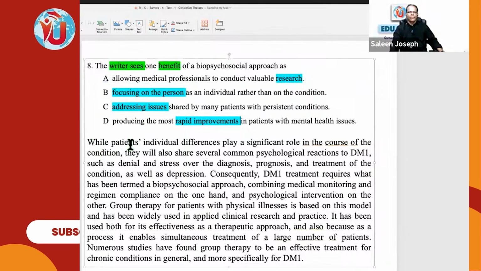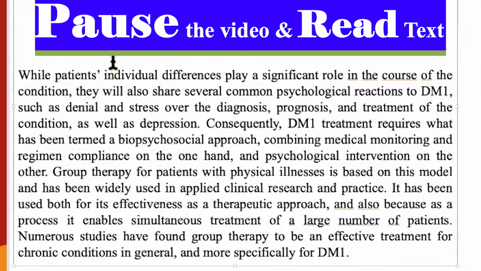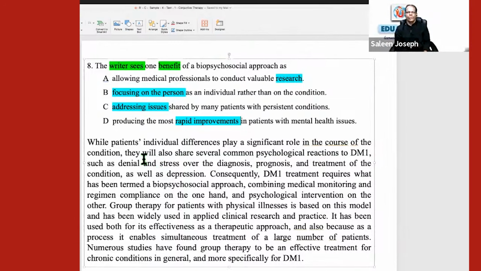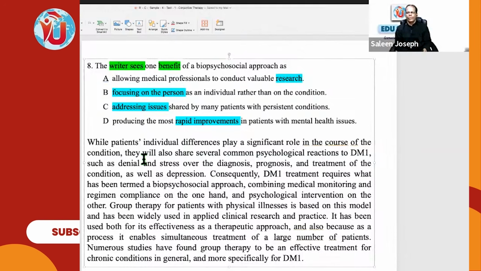Now we'll go to the text. We have to see whether it is speaking about research, or focusing on the person, or addressing some issues, or rapid improvements. While patients' individual differences play a significant role in the course of the condition, they will also share several common psychological reactions to DM1, such as denial and stress over the diagnosis, prognosis, and treatment of the condition, as well as depression.